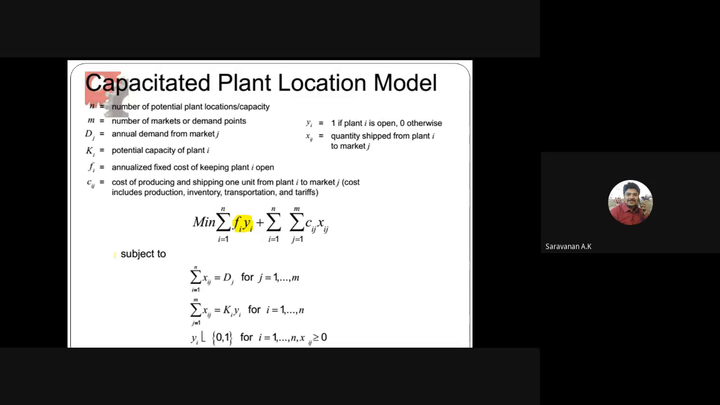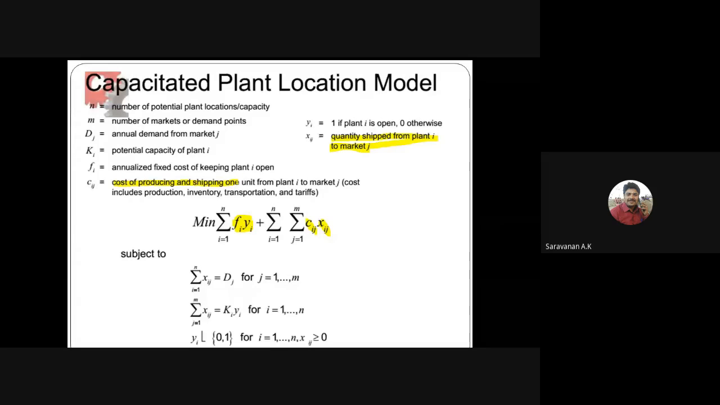Here you can see xij. What is xij? It is a decision variable, the quantity to be shipped from the plant to the market. Then Cij is the cost of producing and shipping the product from the plant to the market, or plant to the customers, which includes the supply chain cost and the distribution costs. So what is distribution? Distribution is a stepwise process to move or hold the product from one stage to the other.